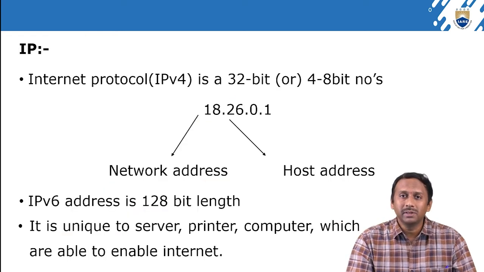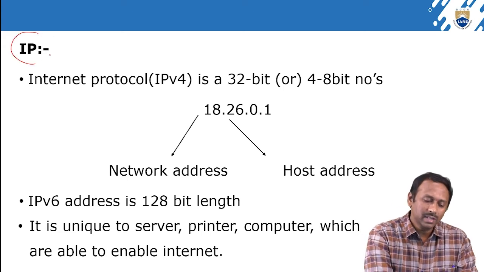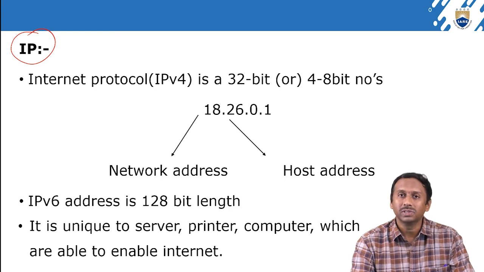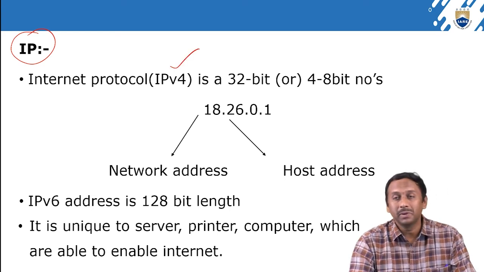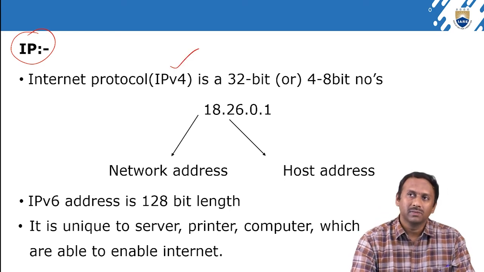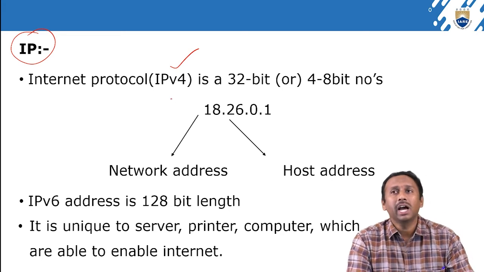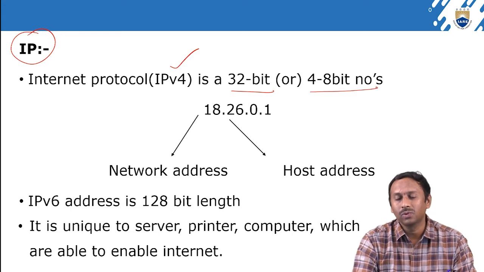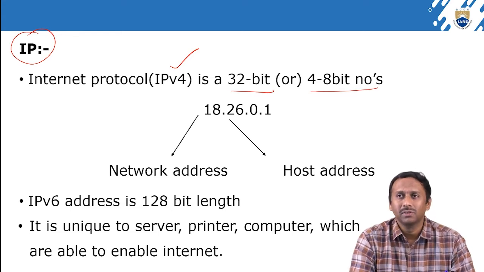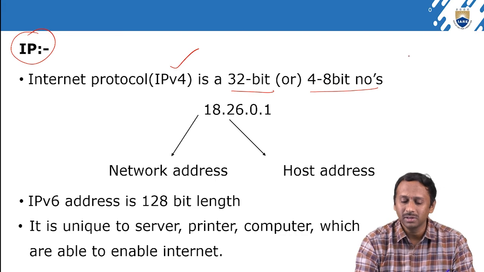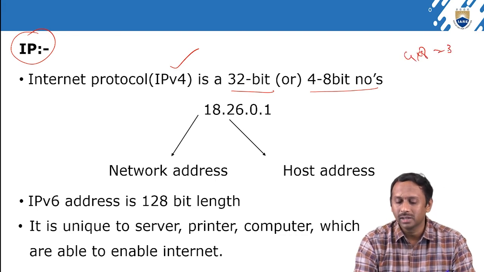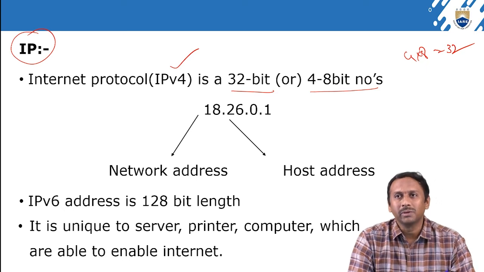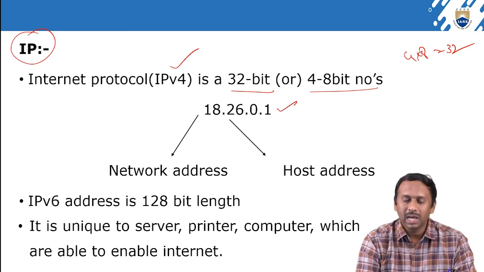So what is an IP address? IP is a protocol, Internet Protocol. Here we have two versions, IPv4 and IPv6. IPv4 is a 32-bit number, or we can say four 8-bit numbers. Both are the same, because four times eight is again 32 bits. So it is a 32-bit number.